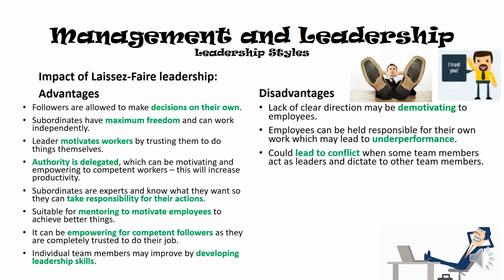It can lead to conflict when some team members act as leaders and try to dictate to other team members. Okay, so in this case now remember the leader is leaving all the employees to do their own thing. Now obviously in a team there could be people with stronger personalities, stronger leadership skills than others. So because the leader himself is letting go and is allowing people to do their own thing, some other team members might rise up and act as leaders and try and dictate to other team members what to do. And that obviously is going to lead to conflict.